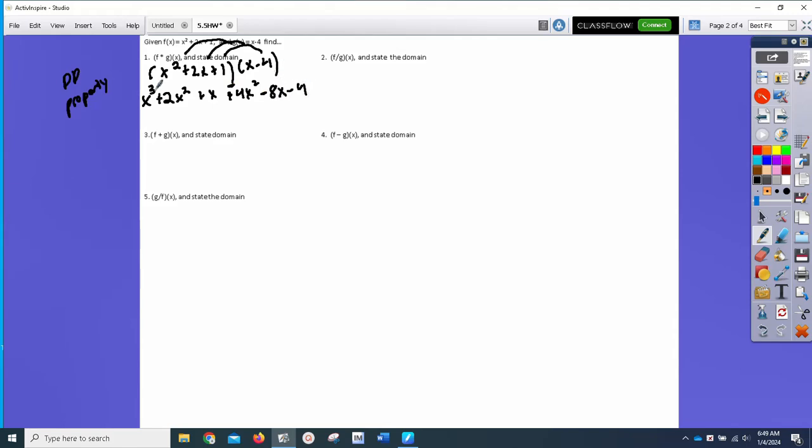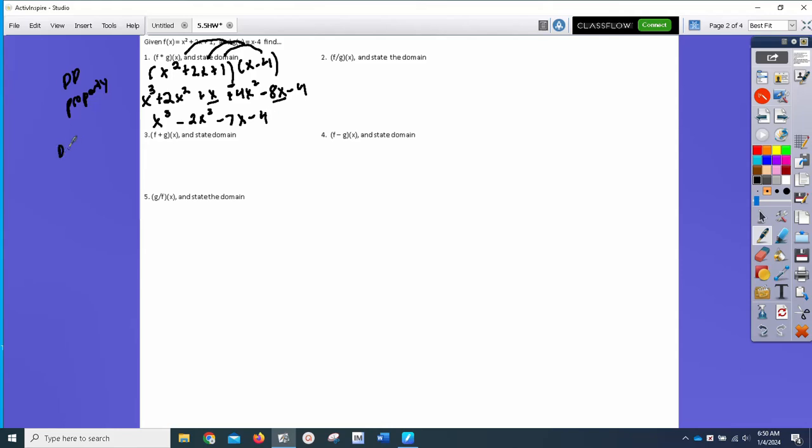Then we combine like terms. Let's see here. We've got an x cubed. We've got negative 2x squared. We have an x and a negative 8x, minus 7x, and then minus 4. By all means, check that. It's pretty early in the morning and I'm pretty tired.